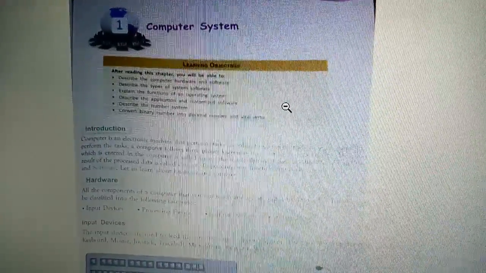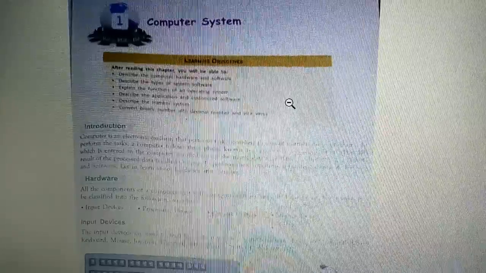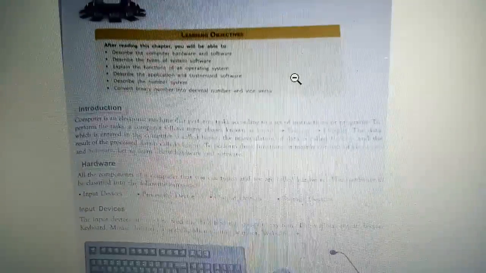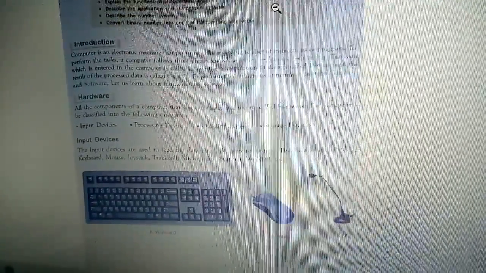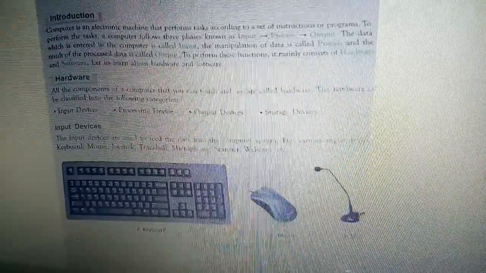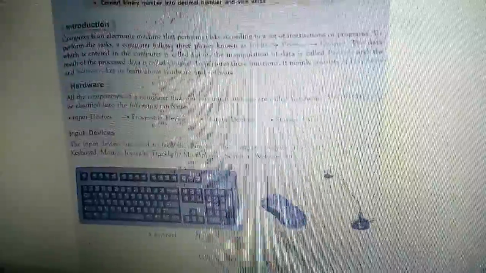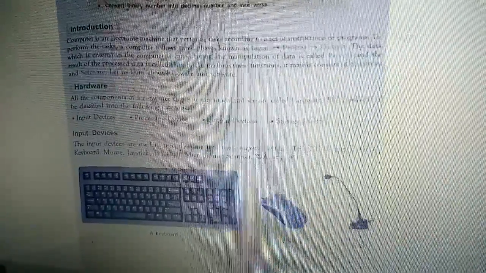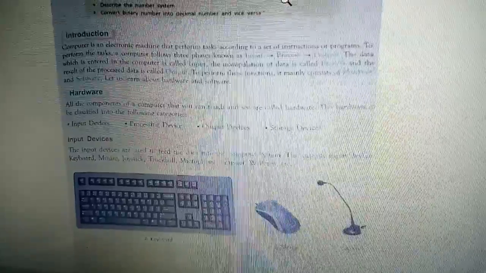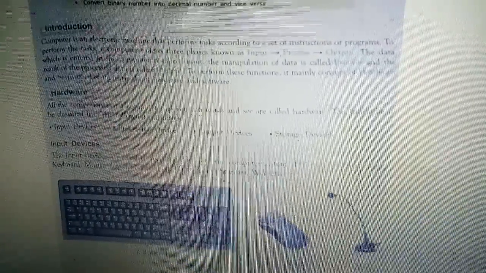To perform all these functions, it consists of 2 parts. It is made up of 2 parts, hardware and software. So let us learn about hardware and software. First of all, we'll study hardware. All the components of a computer that we can touch and see are called hardware. Whatever we can touch and see is the hardware part of the computer.